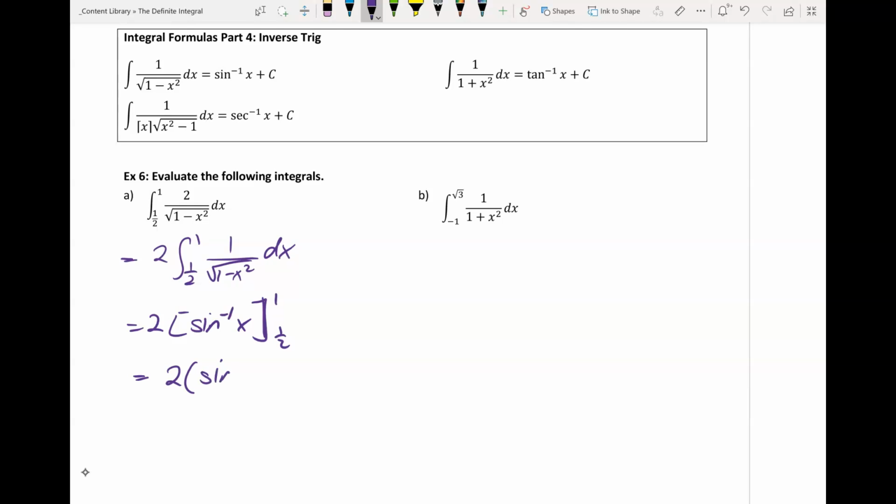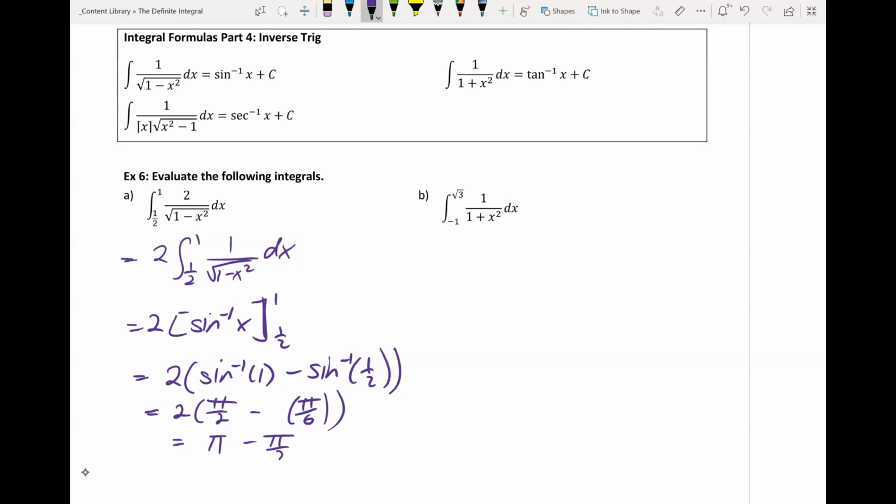So that's sine inverse of 1 minus sine inverse of 1/2. Sine inverse of 1 is pi over 2. Sine inverse of 1/2 is pi over 6. And if we multiply this by 2, we're going to be left with pi minus pi over 3, which is 2 pi over 3.